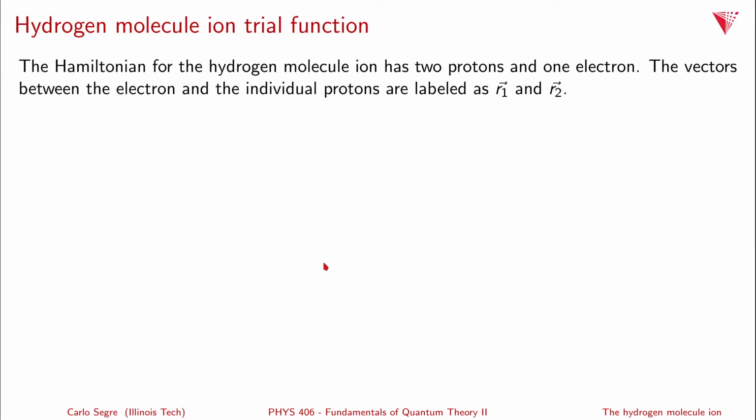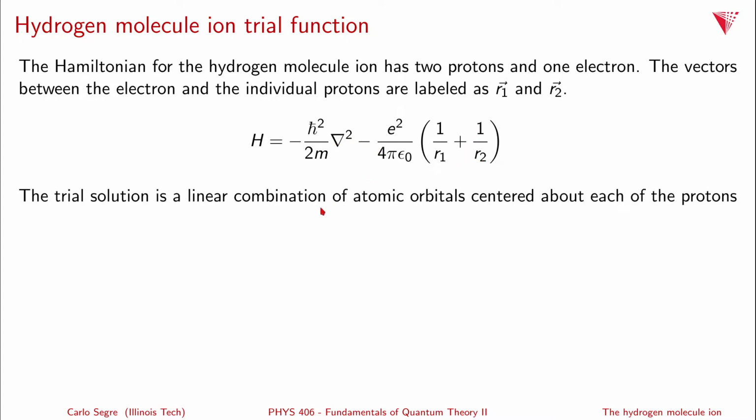The Hamiltonian for the hydrogen molecule ion has 2 protons and 1 electron. The vectors between the electron and the individual protons are labeled as R1 and R2. The Hamiltonian then is minus h bar squared over 2m times the Laplacian minus the potential, which is e squared over 4 pi epsilon naught times the quantity 1 over R1 plus 1 over R2.